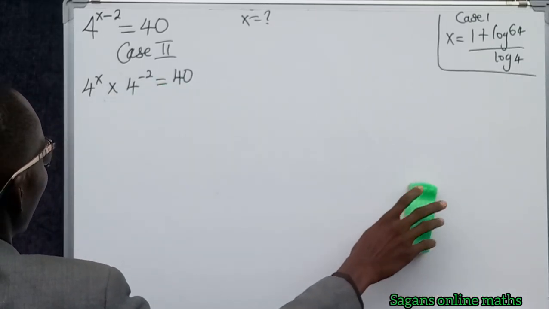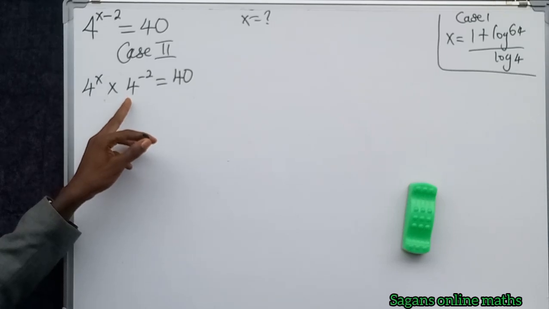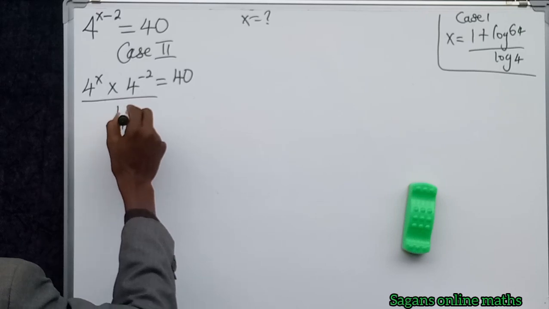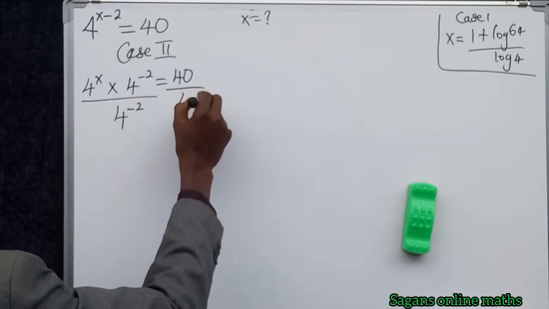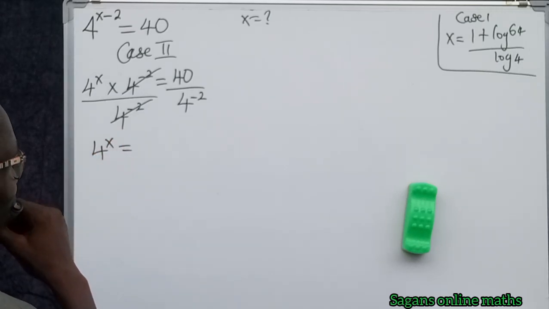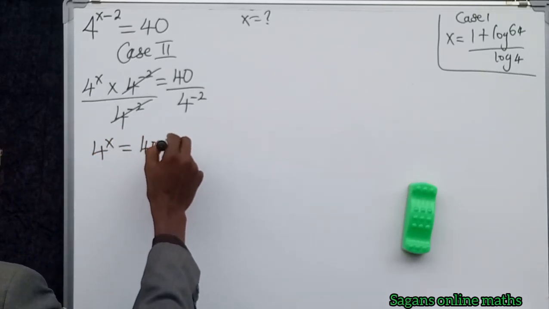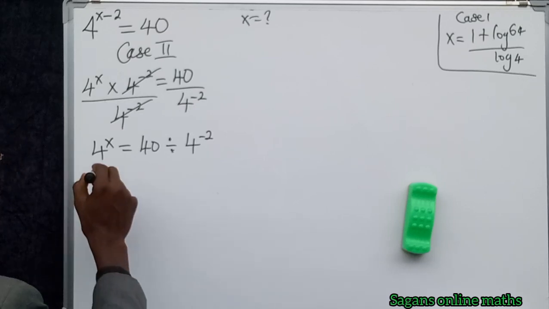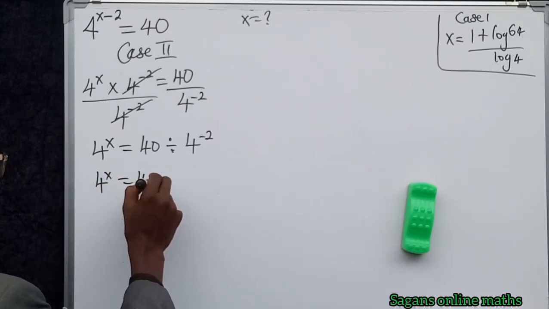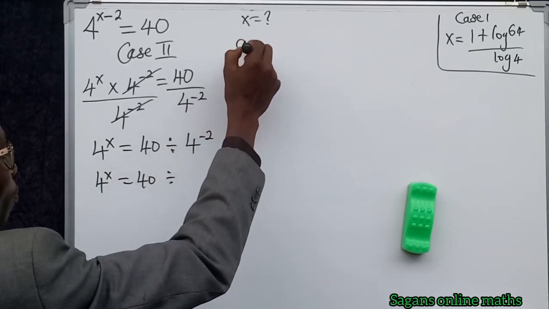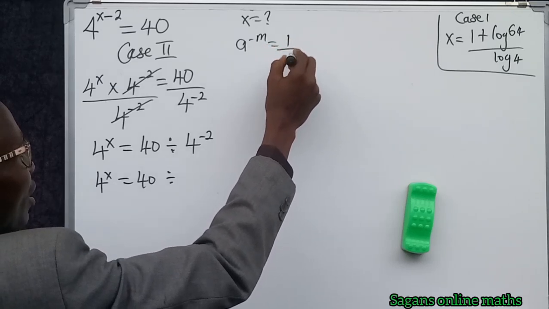Wow, this is amazing. Now at this point, we want to eliminate this 4 to the power of negative 2. So let's just divide both sides by 4 to the power of negative 2, so this can go out. So you see that 4 to the power of s is equal to 40 divided by 4 to the power of minus 2. Now, 4 to the power of s equals 40 divided by, obeying these properties of indices, a to the power of minus m is equal to 1 divided by a to the power of m.